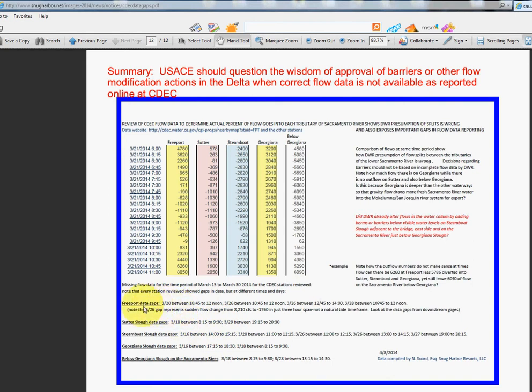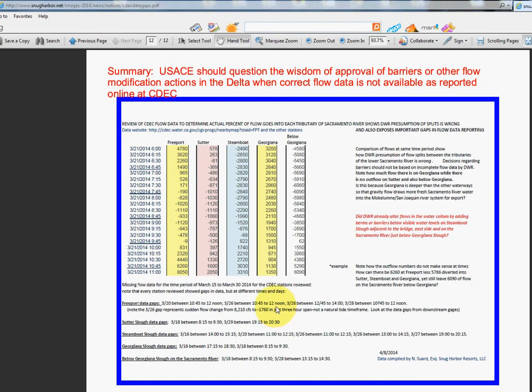The Freeport data gap represented at least 8,000 cubic feet per second for a 3-hour span, which you can calculate out, and that is an amount of flow that is not accounted for here, and yet it really was flowing, because it's not really physically possible to just turn off the water like that.